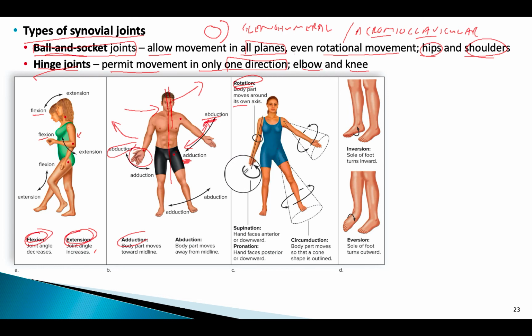Supination over here, now it pertains specifically to the hand. So hand faces anterior or upward. That is your supination. Now if you turn this the other way around, right? So this is now your pronation. So when the hand faces posterior or downwards. Okay, circumduction shown here between the arm and the leg. Body part moves so that a cone shape is actually outlined. So there goes the cone shape right over there.